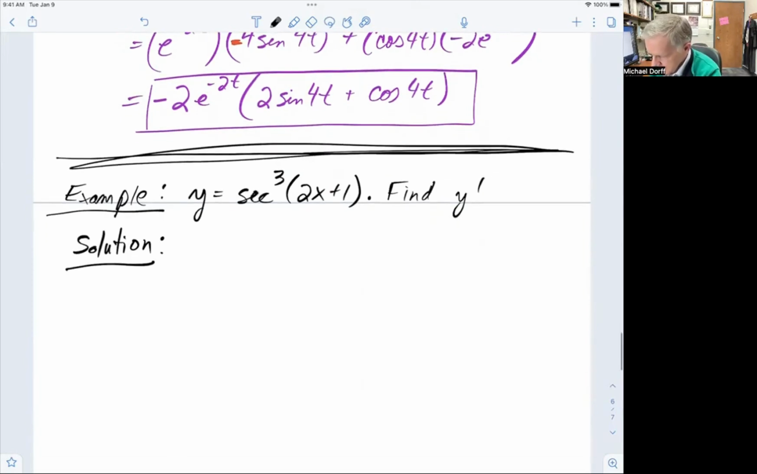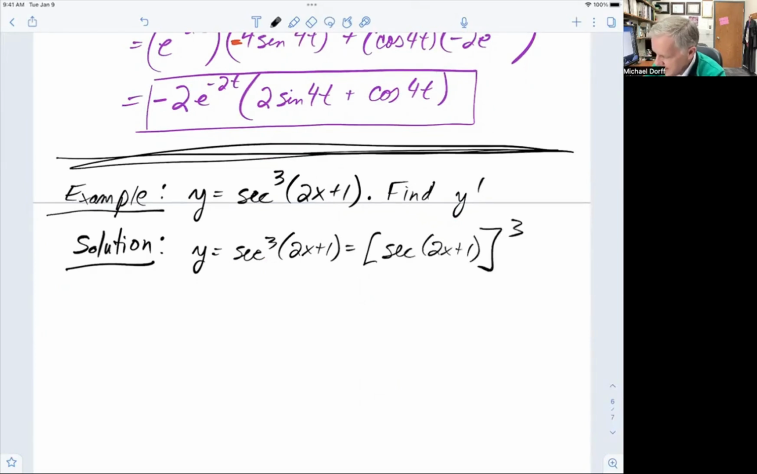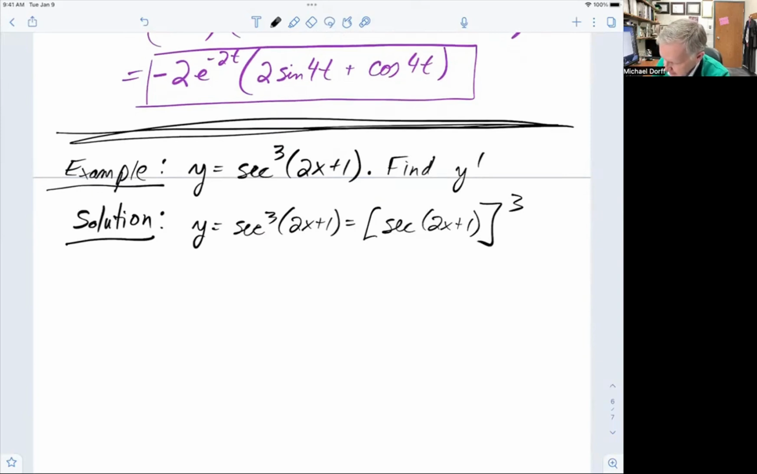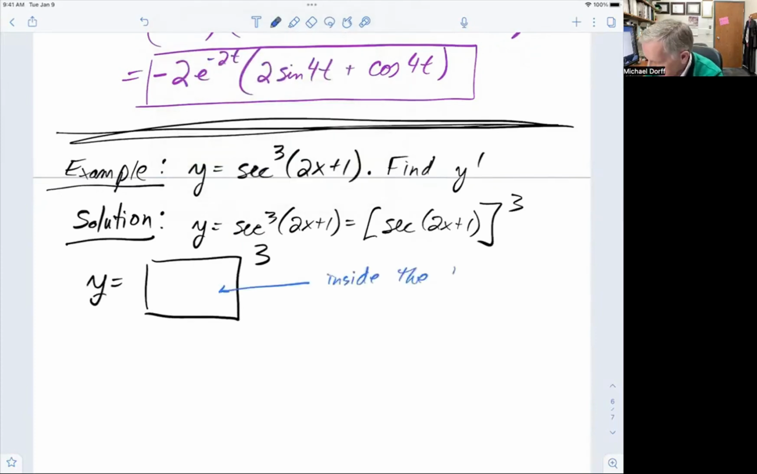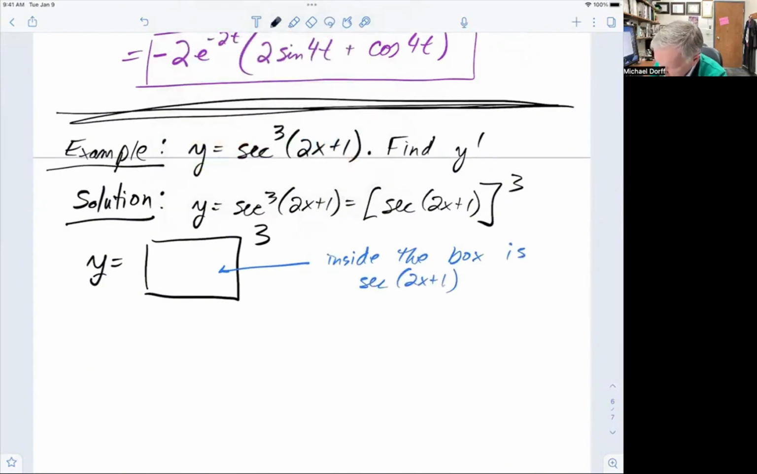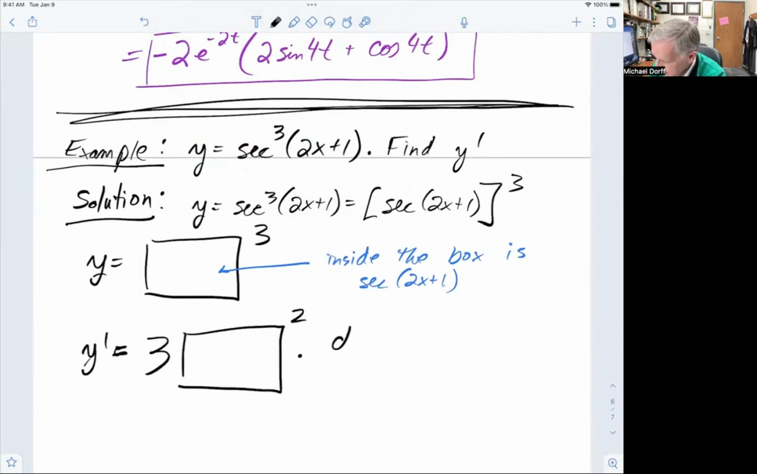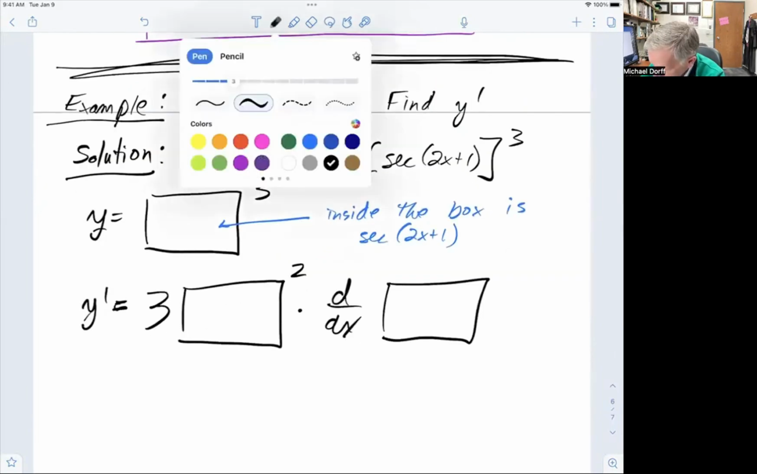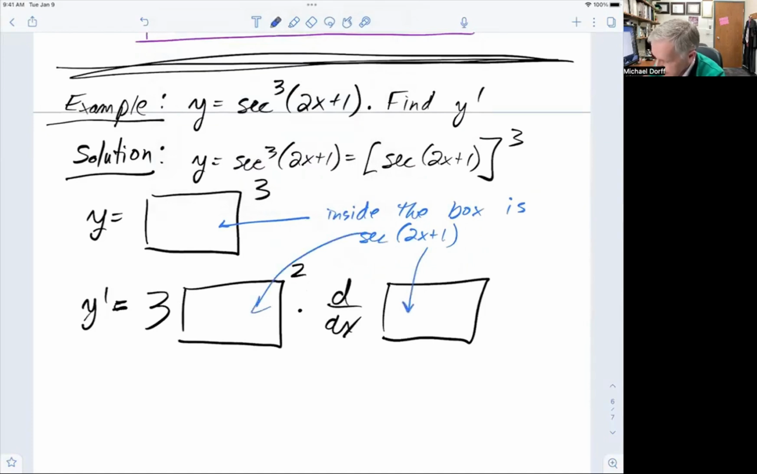So in doing this, I'm first going to write my original problem. Secant cubed means that I have secant of 2x plus 1 all to the third power. If I do the box method, then y is going to be equal to the box cubed, and inside the box is the secant of 2x plus 1. Now when I take the derivative, y prime is going to be 3 box squared times the derivative of the box. And again, inside the box, we've got that secant 2x plus 1.